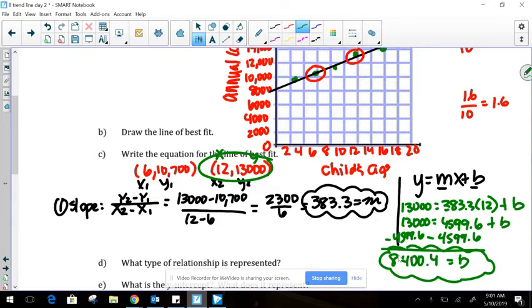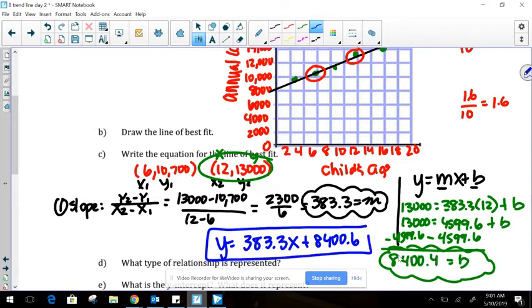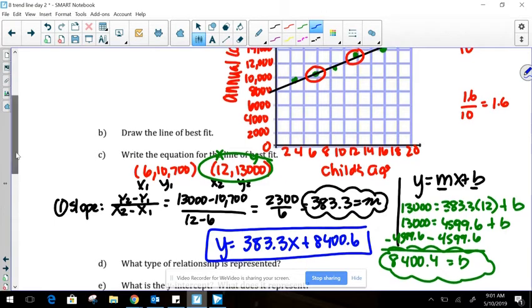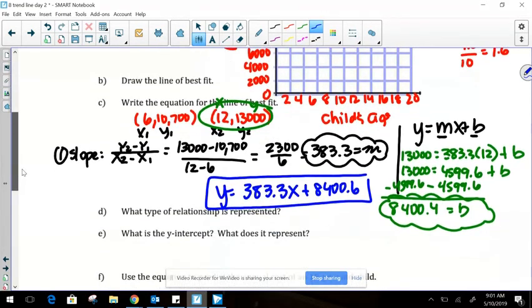All right, so now I can just easily write into my equation. So I have y equals m, which is 383.3 x plus b. And I just found that that's 8,400.6. That's my equation of the line of best fit. Okay, so what type of relationship? This would be a positive correlation.